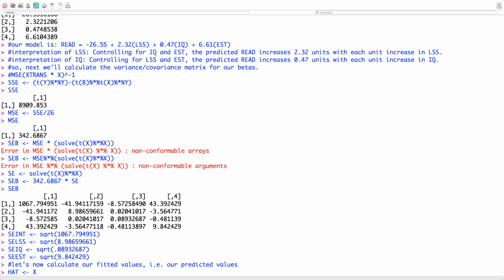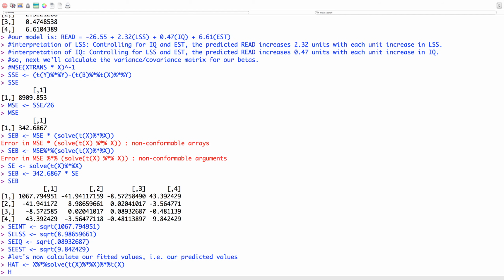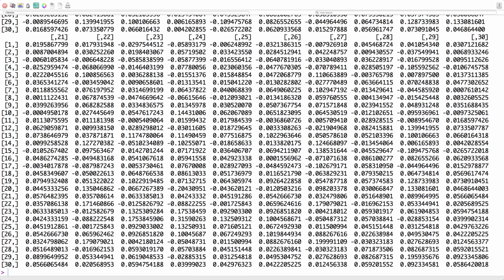our x times the inverse of transpose x times x times our transpose x. You guys, our hat matrix is going to be a big old 30 by 30 matrix. Fun, fun, fun. Hopefully I don't require you to write anything like that out.